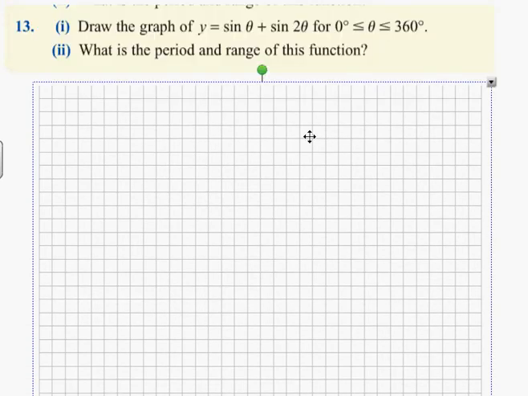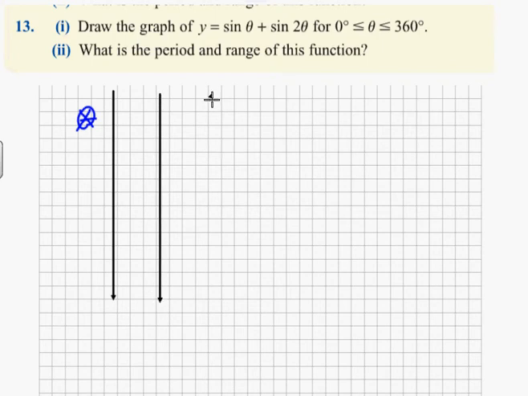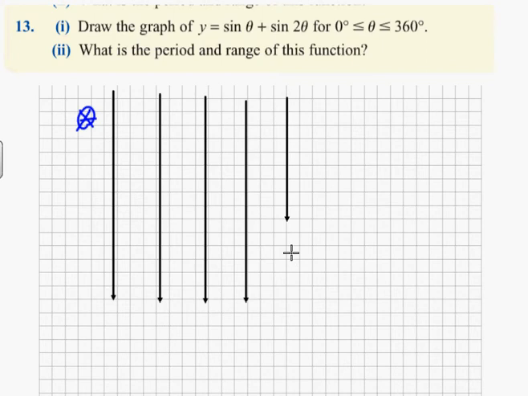Draw this graph: y equals sine theta plus sine 2 theta. So what I'm going to do is put down the theta values, and we're going to make a list of mainstream theta values, so to speak. It's best to go with too many as opposed to too few, so there's going to be a good few in here.